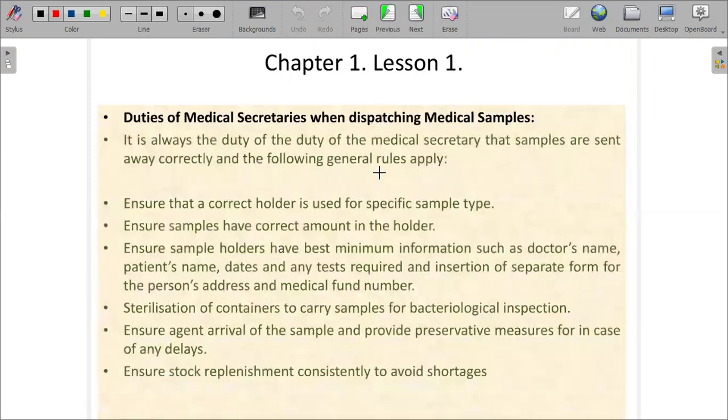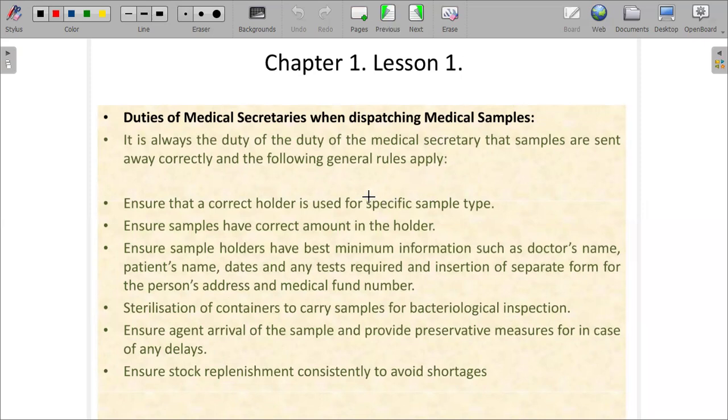And then we need to look at the duties of medical secretaries when dispatching medical samples. These are other areas of interest which medical practice students must understand. Remember that we said in our first chapter that a pathologist works with medical samples. These samples are received and assembled by the medical secretaries.